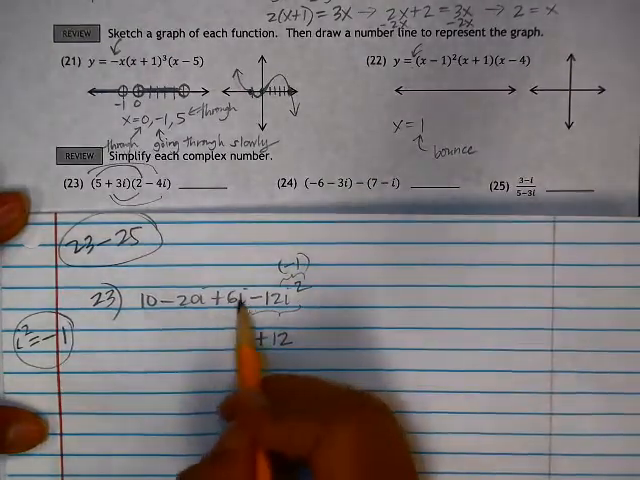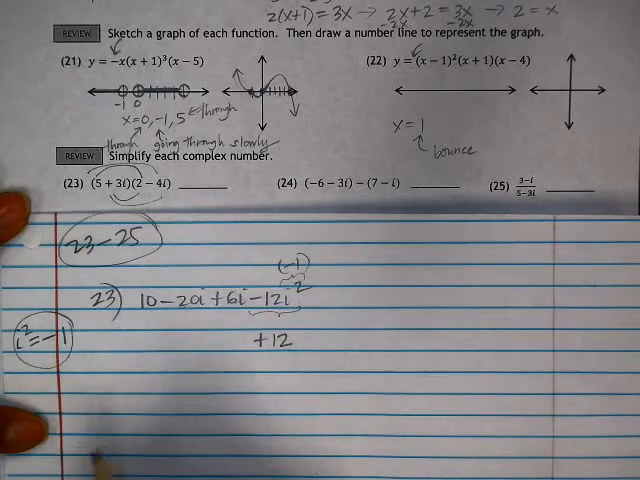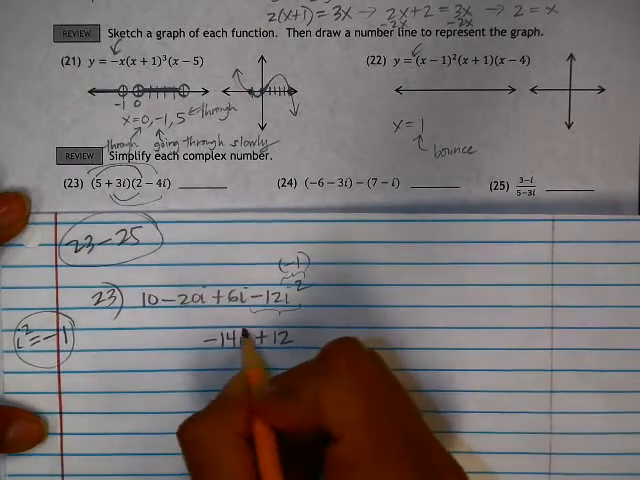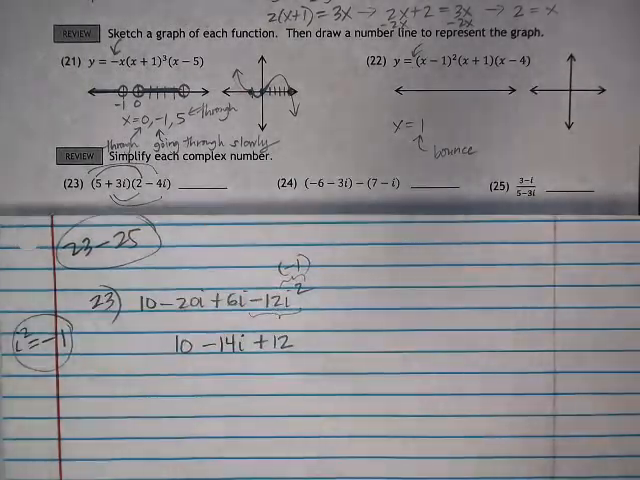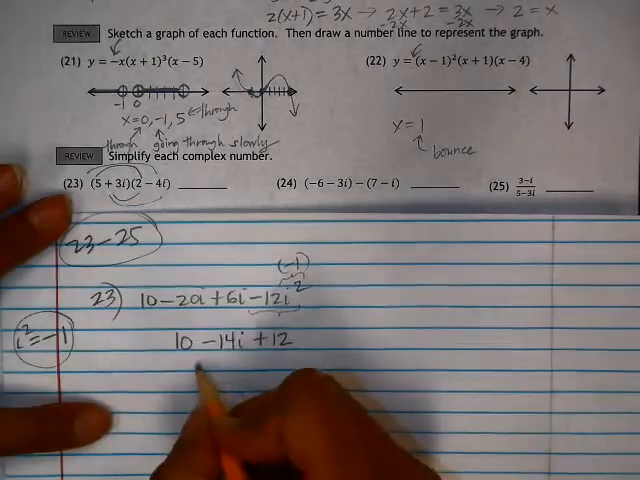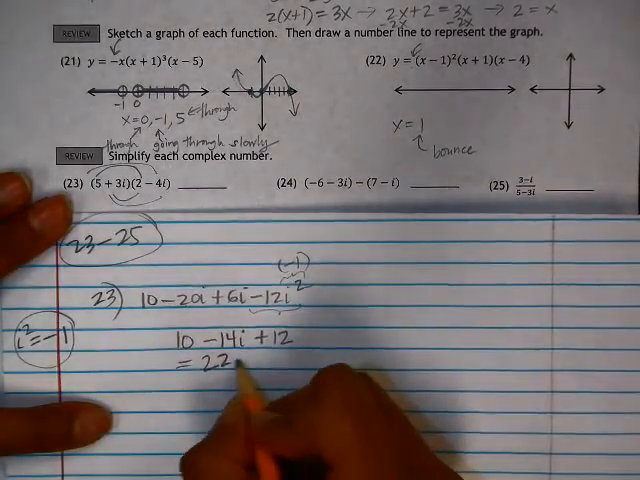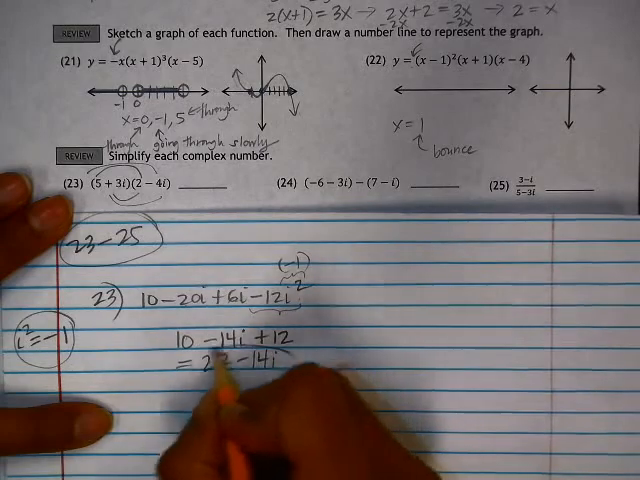And here we can combine like terms. -20 plus 6 is -14i. And then we still have this 10 over here. The 10 and the 12 can also combine. So our final simplified answer is 22 minus 14i.